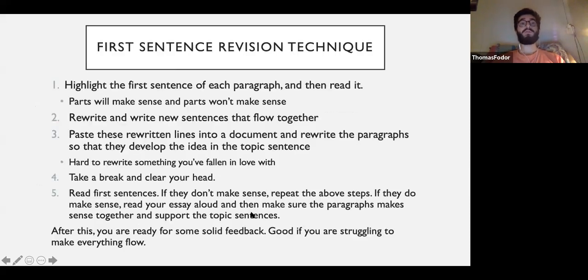We can use this for the first sentence revision technique. In order to use this technique, what you need to do is highlight the first sentence of each paragraph and then read your entire essay simply by reading those first sentences from each part of your essay. There will be some parts that make sense, and obviously there'll be some parts that won't make sense based upon this reading.